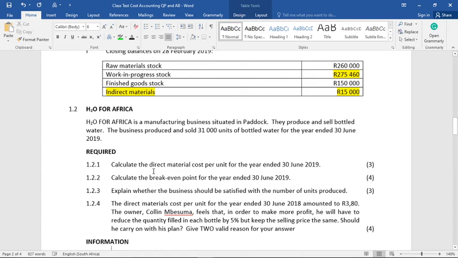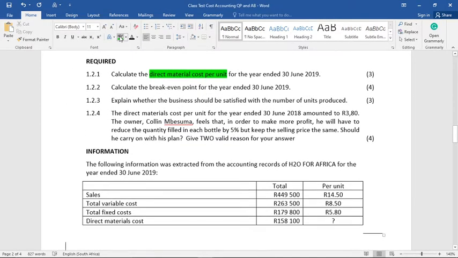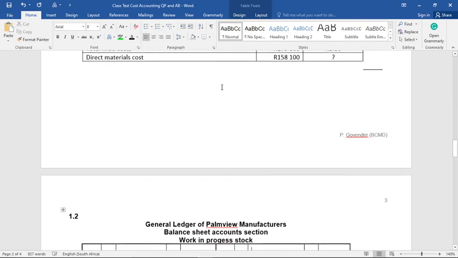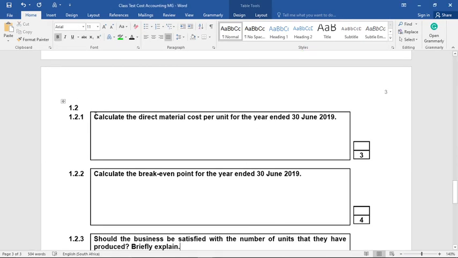So direct material cost per unit is what we are after here. We then need to find the total direct materials and divide it by the number of items that were made. So direct material cost was given there as 158,100, divided by how many units did we make? What does it say here? We made 31,000. So going back to my answers here, and I think all of you got this right, we simply say 158,100 divided by 31,000 is 5 rand 10.